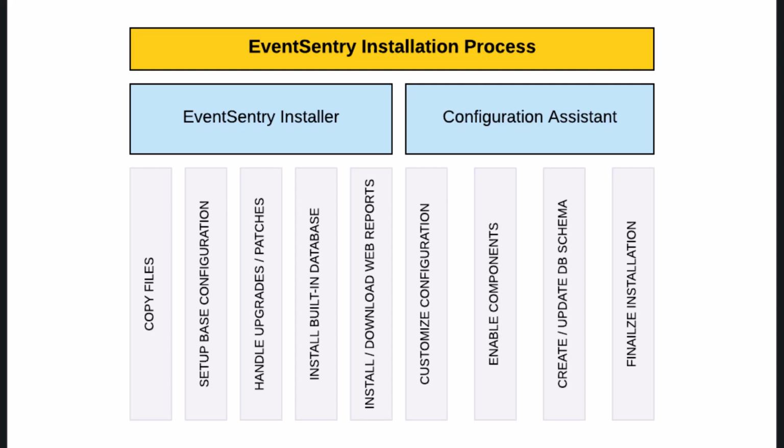In this session, we're going to look at the EventSentry installation process. This process is actually divided into two parts that run in sequence. The first part is the EventSentry installer. So that's the traditional installer that you'd be used to when you install any sort of software on your Windows system. Whereas the second part is an application that we developed that runs after installation and actually sets up and pre-configures EventSentry. The configuration assistant is included in the EventSentry installer.